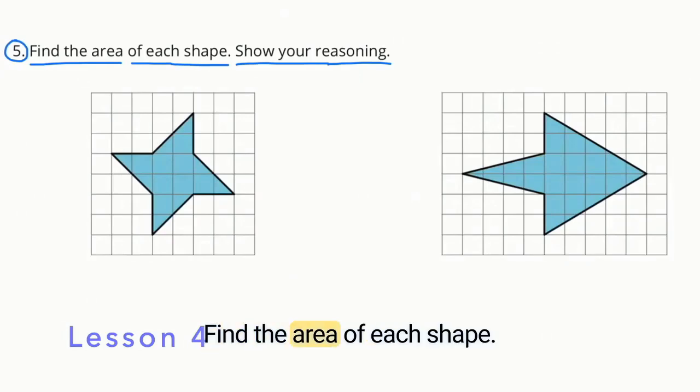Number 5. Find the area of each shape. Show your reasoning.